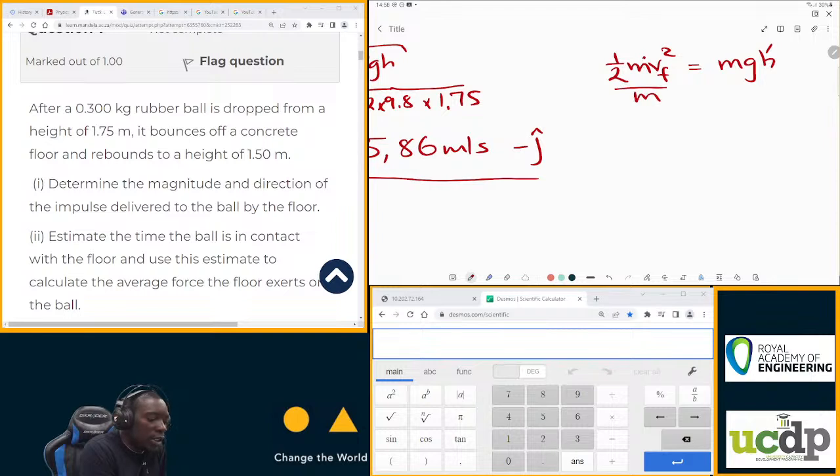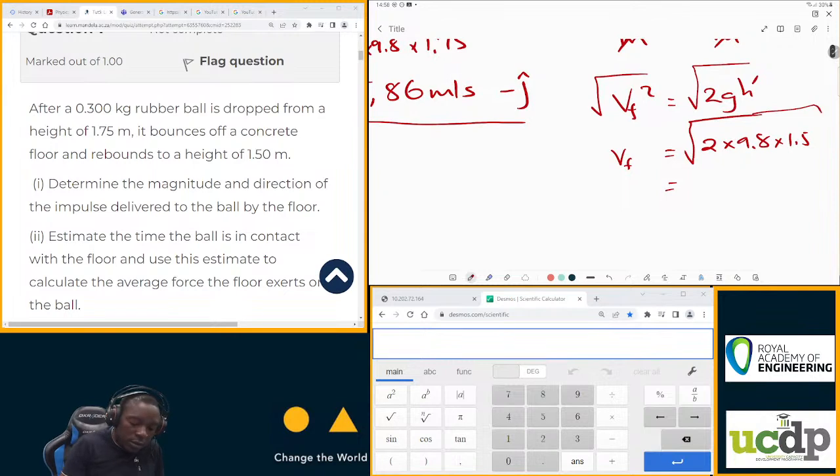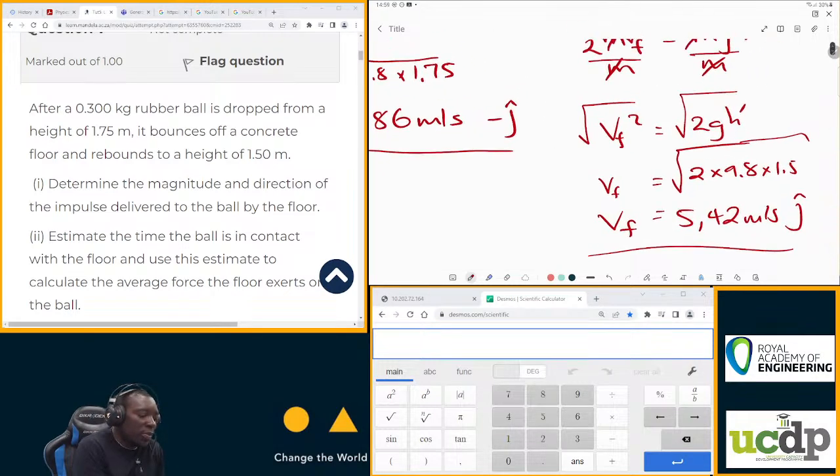So the same operation, remove the m's, and we have Vf squared equals 2 times g times the new height, such that Vf is the root of 2 times 9.8 times 1.5. So if we have 1.5 in that expression, the velocity is 5.42 meters per second in the positive j.